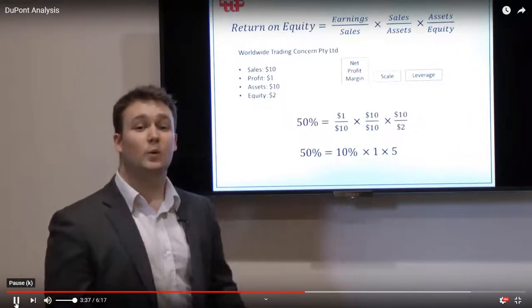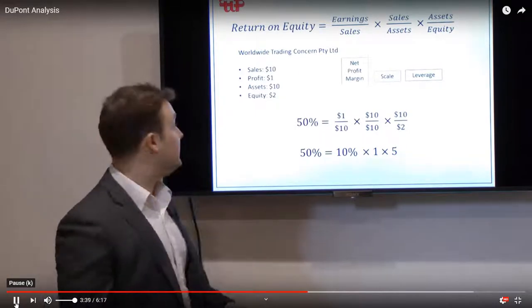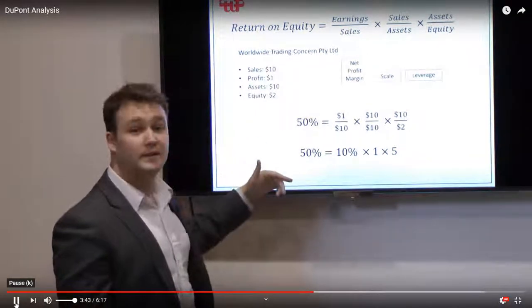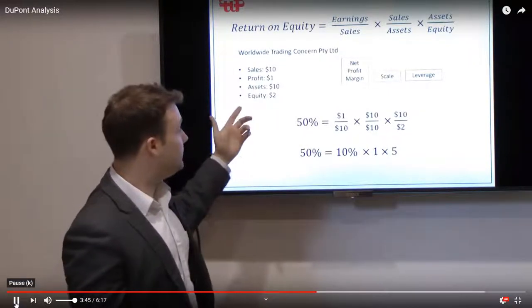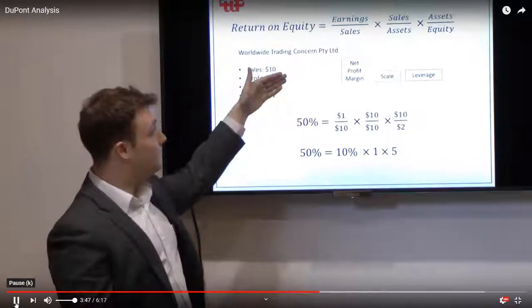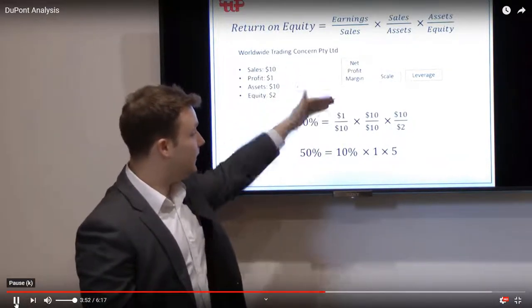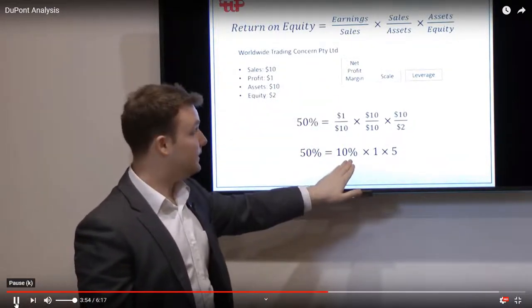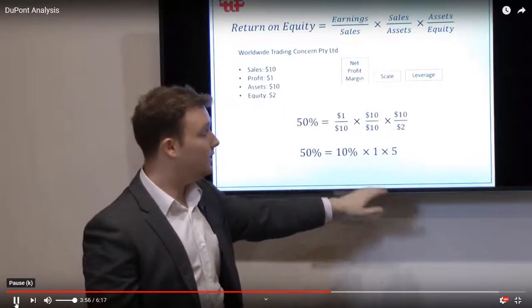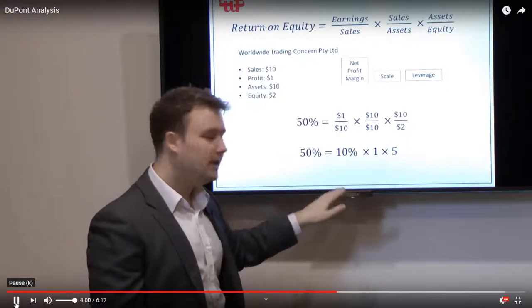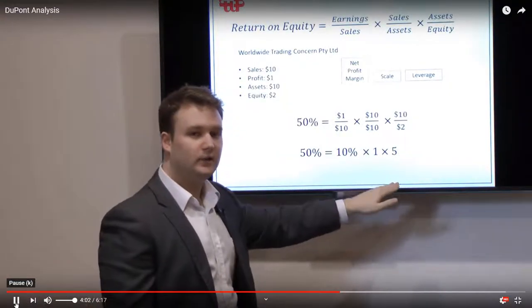So our next company is worldwide trading concern P2R Ltd. It has sales of $10, profit of $1, assets of $10, and equity of $2. Now, its return on equity is a massive 50%. That's generated by the net profit margin of 10%, a scale factor of 1, and a leverage factor of 5. So whilst net profit margin does contribute here, the main factor is the leverage.